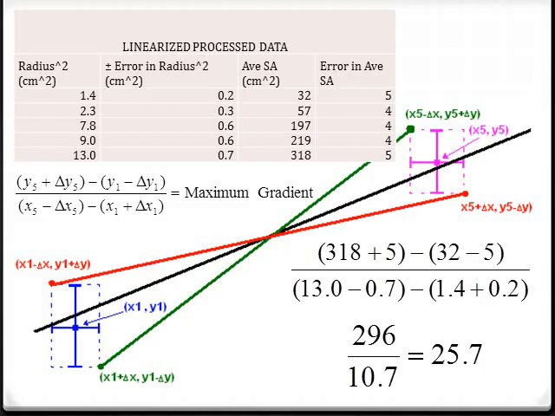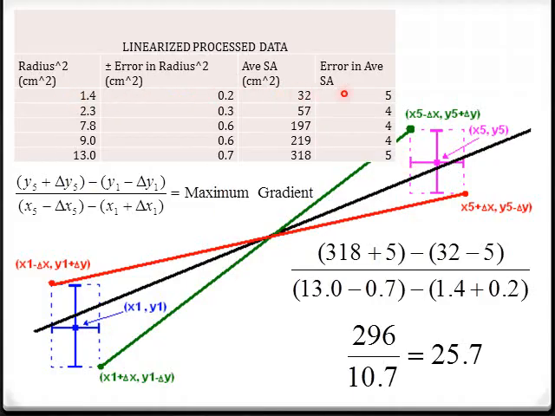So let's actually see an example where we calculate the maximum gradient, because sometimes the concept gets a little confusing when we try and apply it. So let's say I was doing an experiment where I was trying to investigate how the radius of a ball affects the surface area of that ball. Now, here is some data that I might have collected. So for this radius, I have this surface area. This is the uncertainty for that radius, and this is the uncertainty for that surface area.